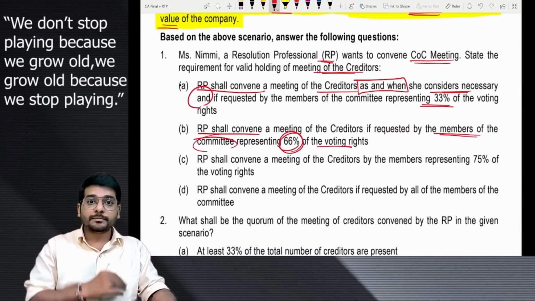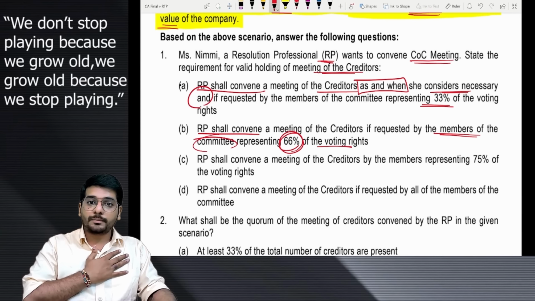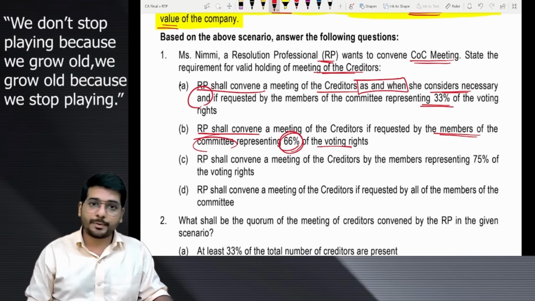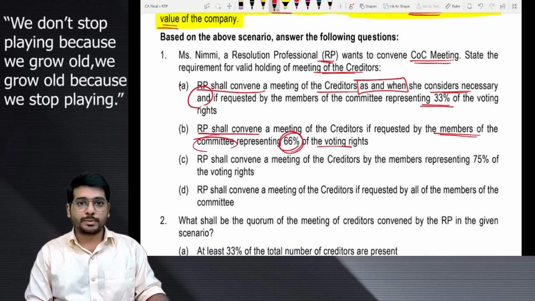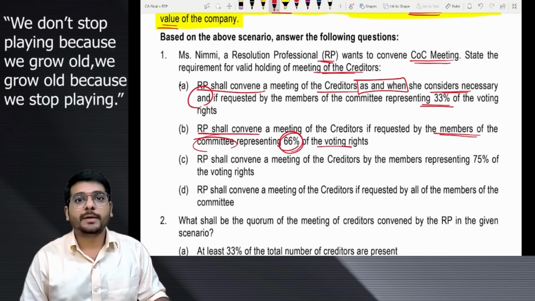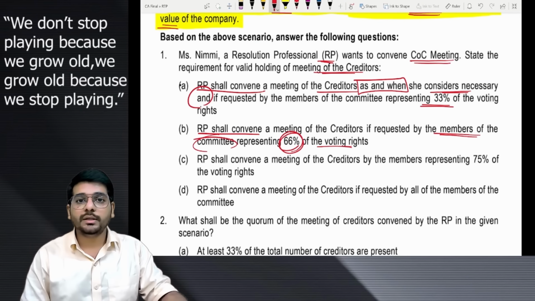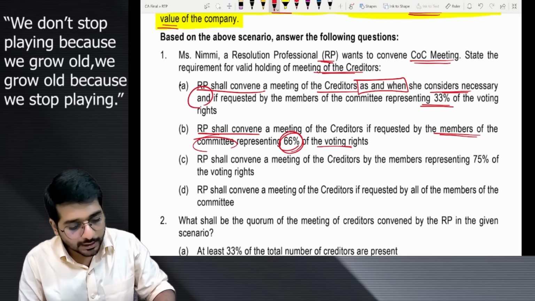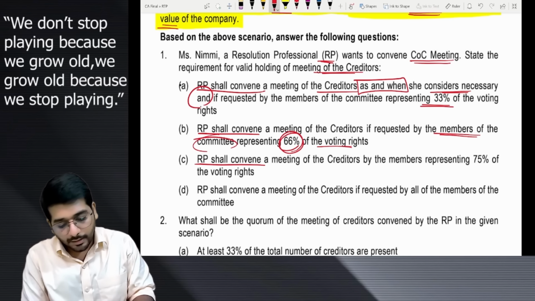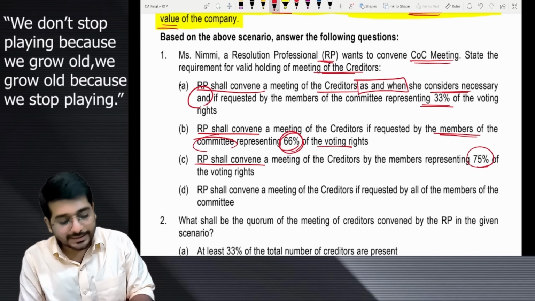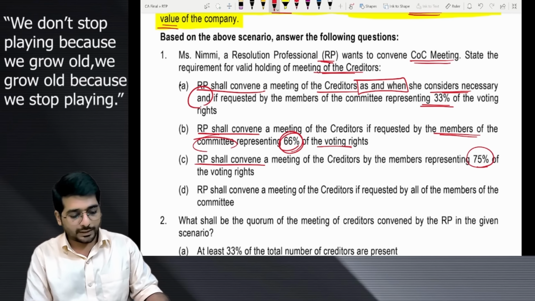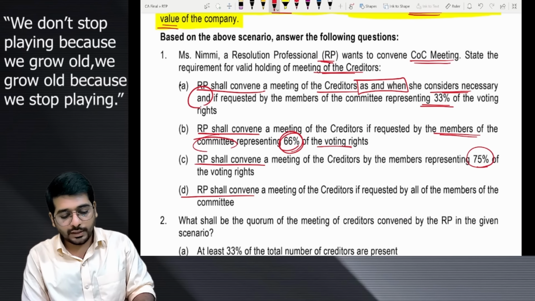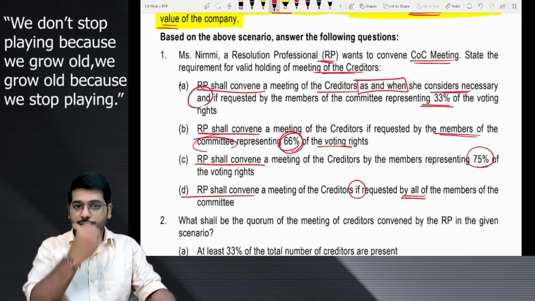First one they said RP may convene if COC wants, then 33% of the members of COC should be there. Second point, RP shall convene if required by 66% of COC. Third point again, RP shall convene by the members representing 75% voting rights. And fourth, RP shall convene meeting of COC if requested by all the members of the committee.